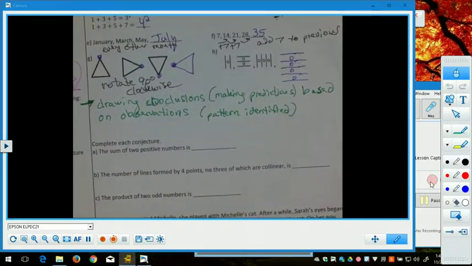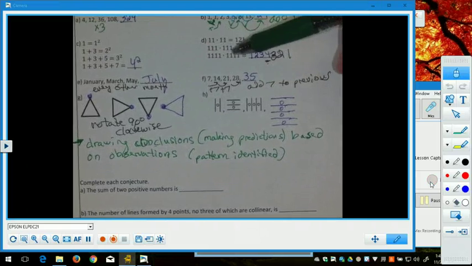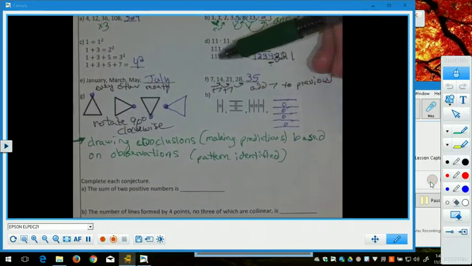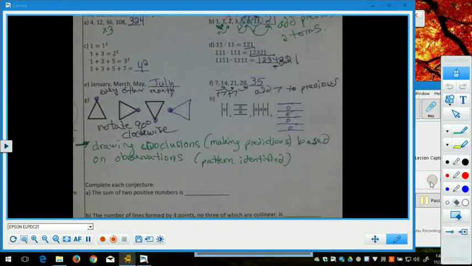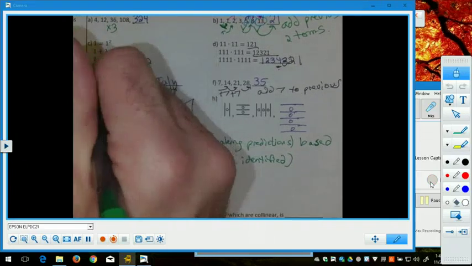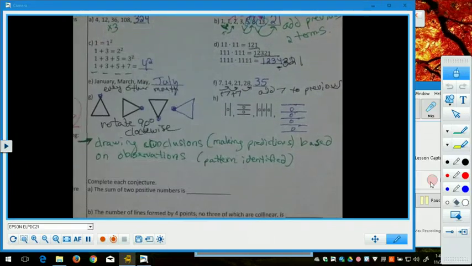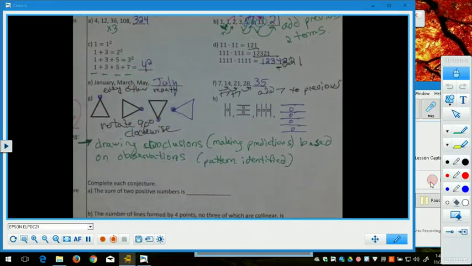For example, letter D is probably something you've never seen before, but if you observe the pattern, you could figure this out. You could also verify it with your calculator. It remained true, which was pretty cool. Same thing with letter C. You may not have known that the sum of the odd numbers, however many odd numbers you're adding up, would be the number squared. You might not have known that, but you can see that in the pattern, or you can figure out the pattern to get the next row.